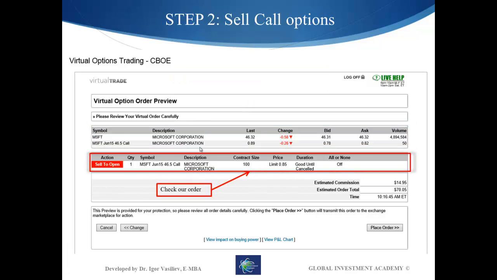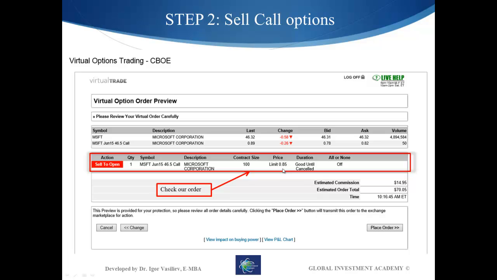Then we check our order. We can see that it is a red button now, sell to open. Always pay attention that if it is red, it's always sell. Quantity 1, the symbol Microsoft, June 15, so it's June 2015, 46.5 is the strike price, and that's a call. And the description Microsoft Corporation. And we can see that contract size is 100. So it means we have one contract which controls 100 shares.